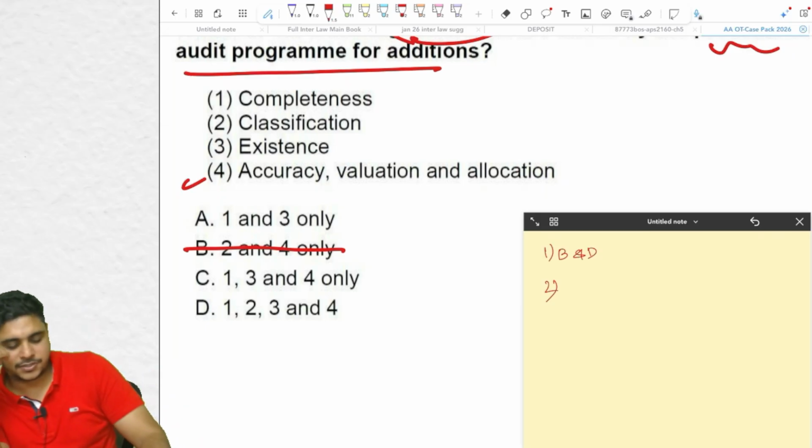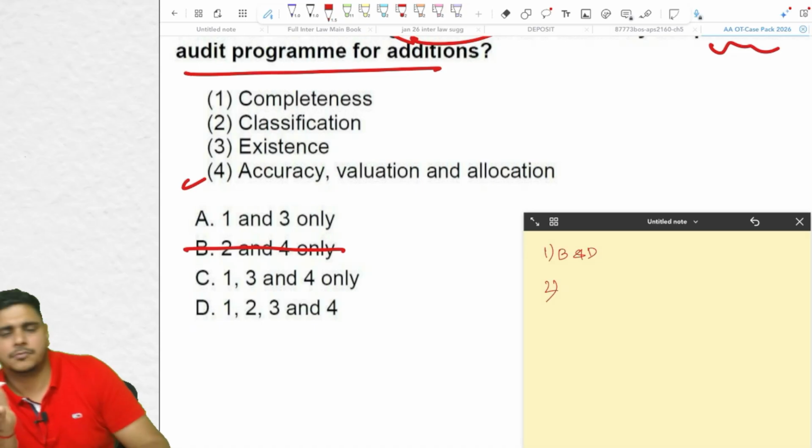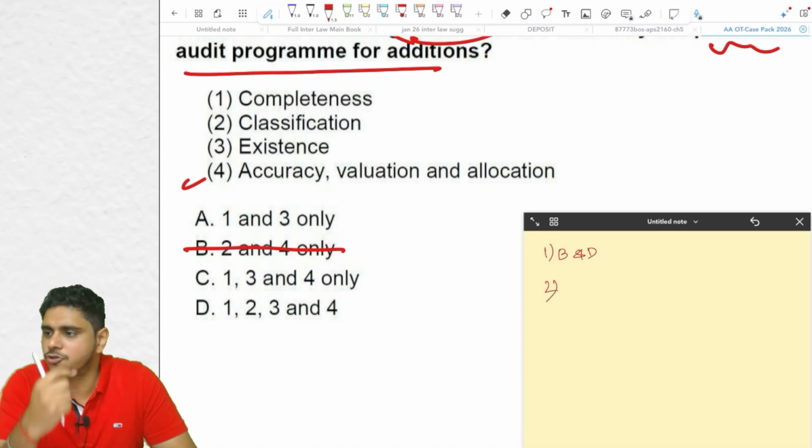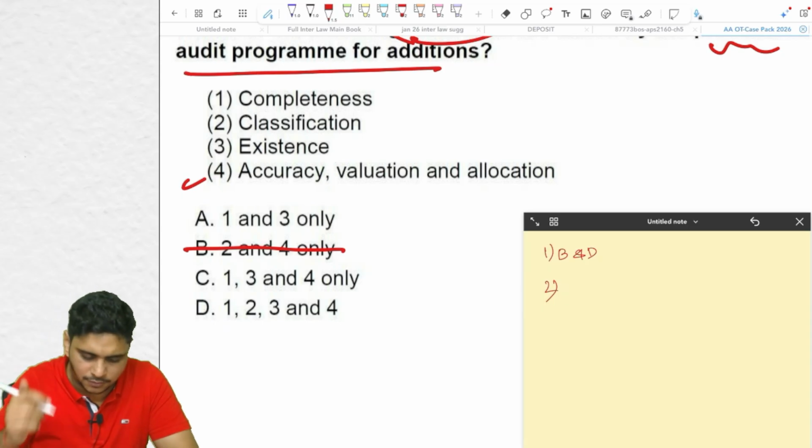Now I'm confused with classification and existence. I go and see the assets. See, they have not classified, na? Short term, long term. Existence should also be there. Classification is not in that question. I would say 1, 3, 4. 1, 3, 4 is C.